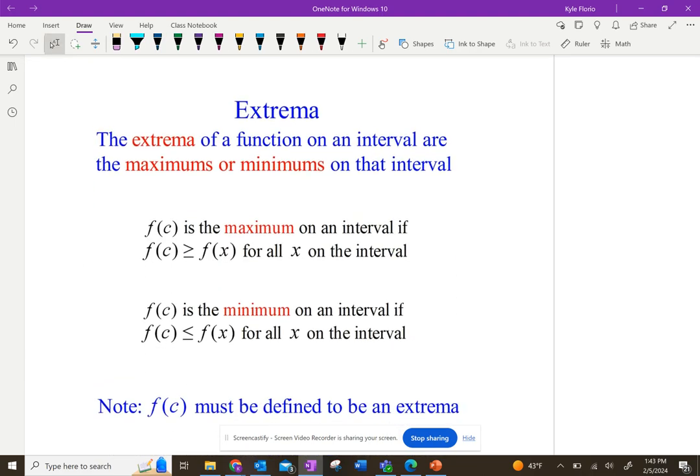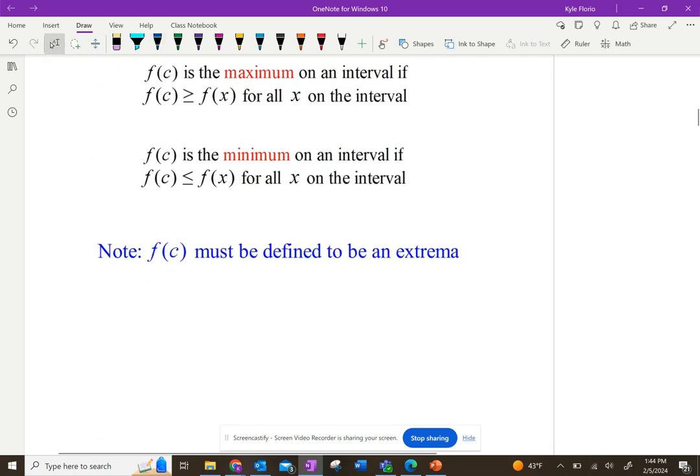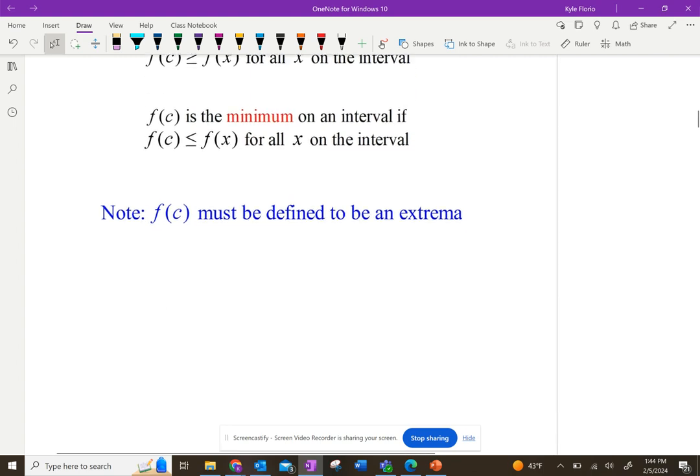So extrema is defined: the extrema of a function on an interval are the maxes and minimums on that interval. The definition we'll use, f of c we call a maximum on an interval if f of c is greater than or equal to all the other values of the function on a given interval. And f of c is a minimum on an interval if f of c is less than or equal to f of x for all x on that interval. And f of c must be defined to be an extrema.